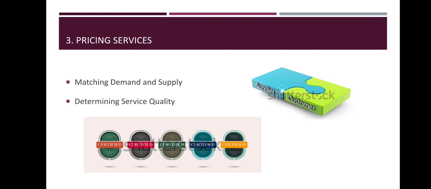Services are intangible and thus cannot be inventoried. So when retailers are selling products, if the products don't sell one day, they can be stored and sold the next day. However, when a plane departs with empty seats or a play is performed without a full house, the potential revenue from the unused capacity is lost forever.